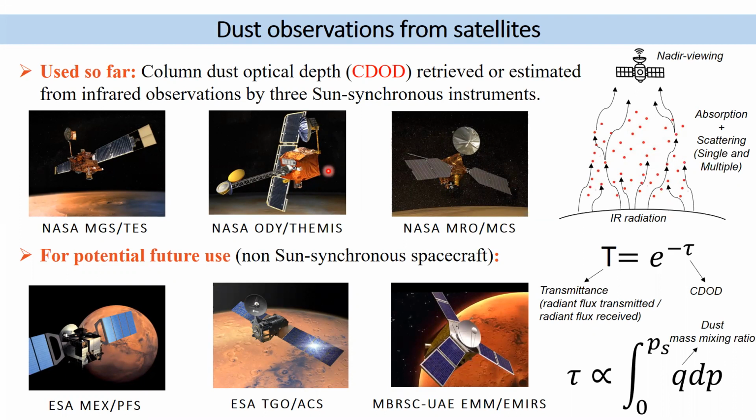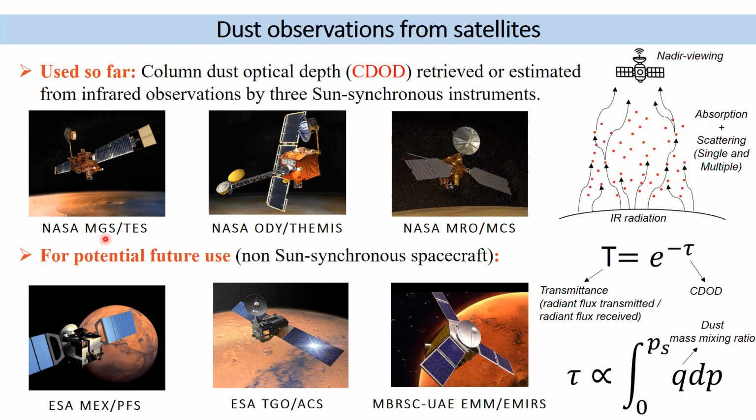Anyway, how do we get quantitative information for the dust on Mars? Well, we use satellites and particularly instruments which are sensitive to infrared radiation. So far, I used 3 spacecraft from NASA. These are sun-synchronous instruments, therefore they are synchronized with a particular local time. They always observe Mars at a particular local time in their orbit.